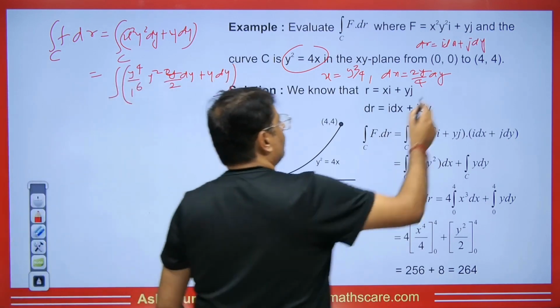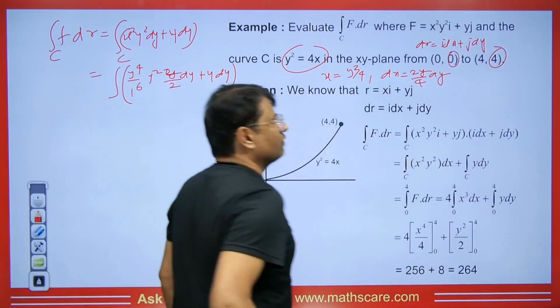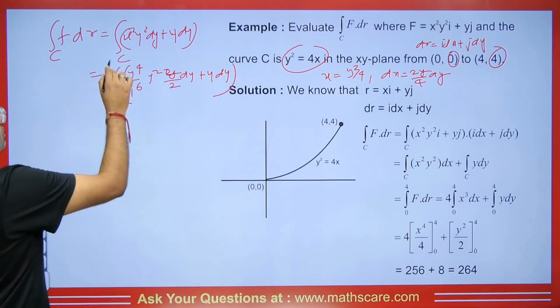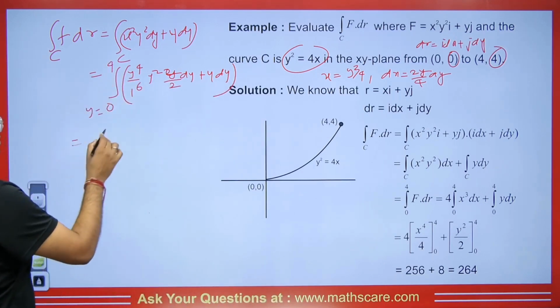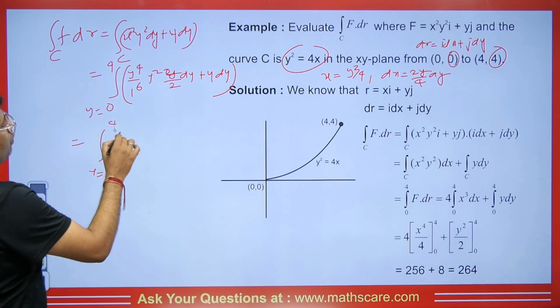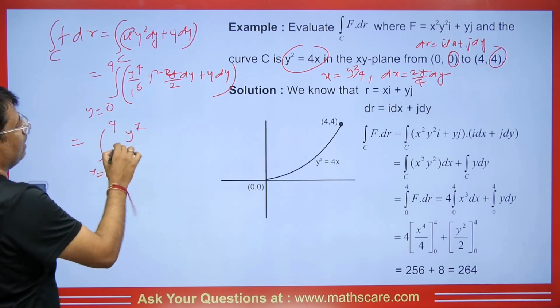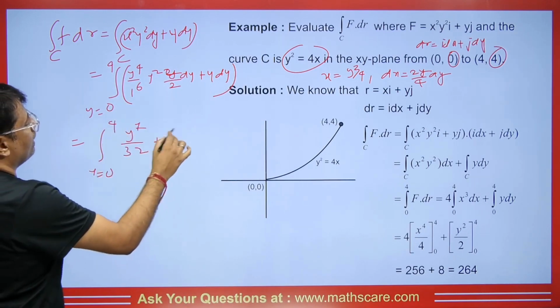Since we are doing it in y, what's the y coordinate we have? It goes from 0 to 4, right? So this will be from 0 to 4. Y is equal to, we will simplify this. Y is equal to 0 to 4. So we will get y to the power 7 upon 32 plus y multiplied by dy.